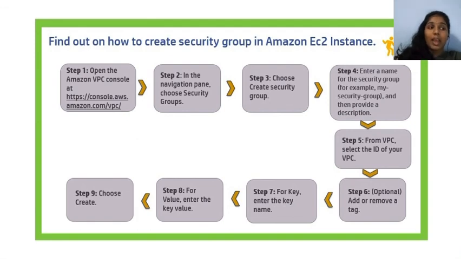Step 6: add tags, this is optional. Add or remove a tag. Step 7: for key, enter the key name. Step 8: for value, enter the key value. And then choose Create. That's all. This is how you create the security group in an Amazon EC2 instance.